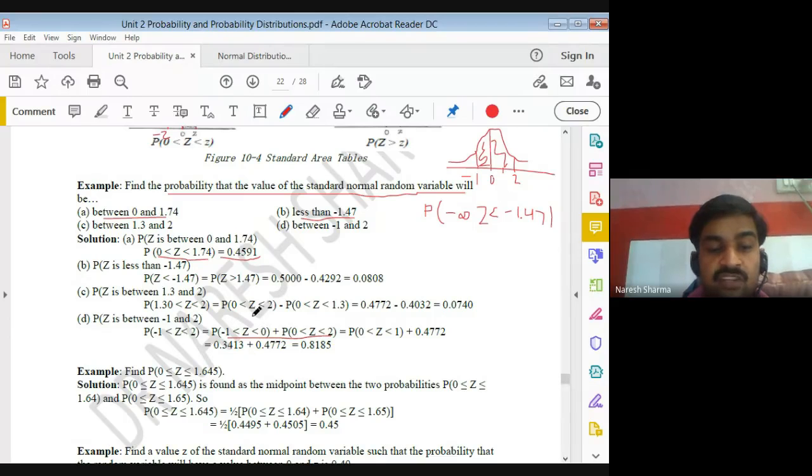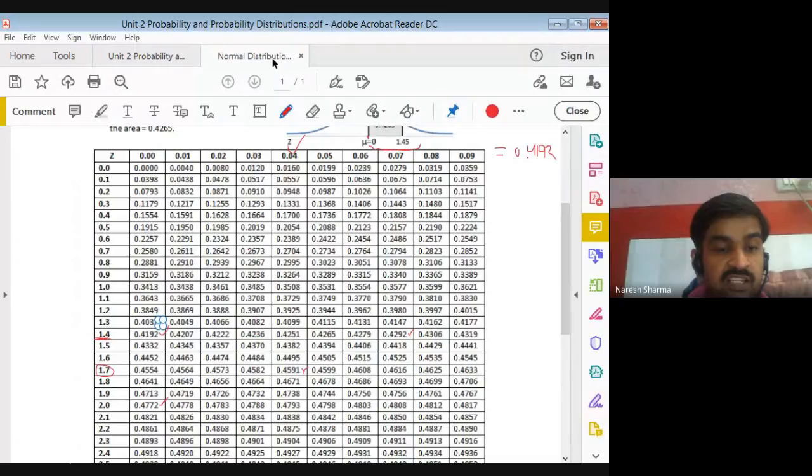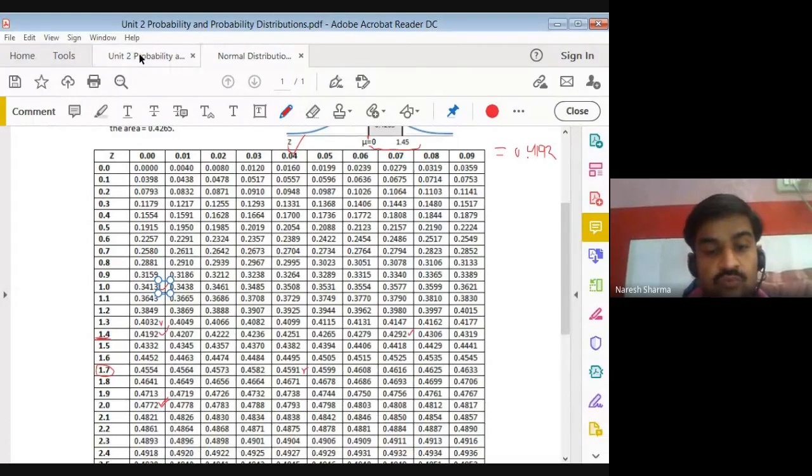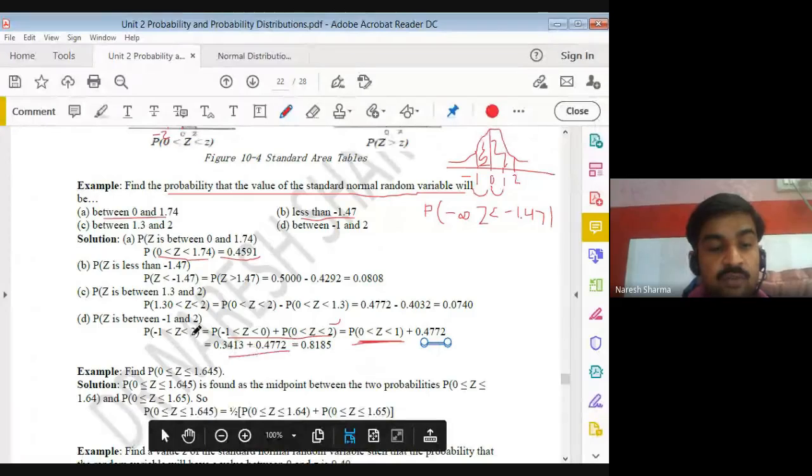And for this -1 to 0, we know that the curve is symmetric. So the -1 to 0 probability is the same as 0 to 1. So these two are the same. So we can write this -1 to 0 as 0 to 1. So we have the table for 0 to 1 and 0 to 2 also. So we just need to check at 1, it is 0.3413, and here it is 0.4772 at 2. We just need to put these two values, and because of both sides we can add these areas, right?